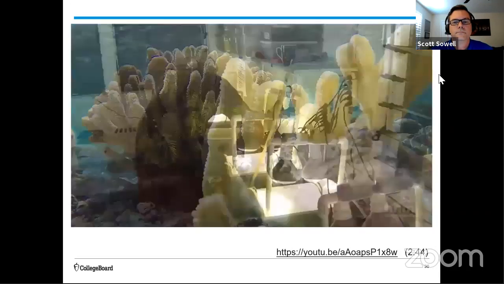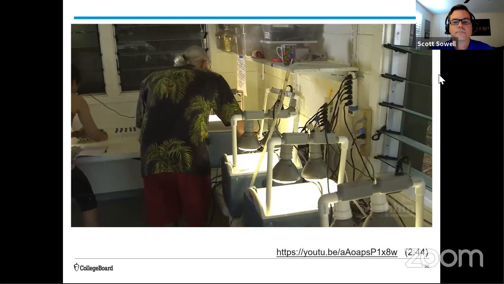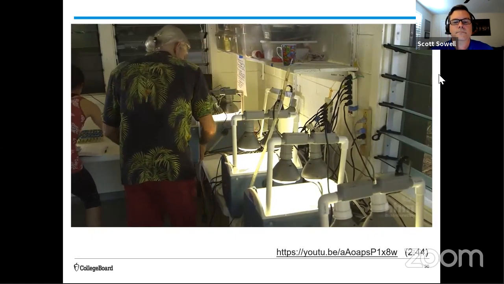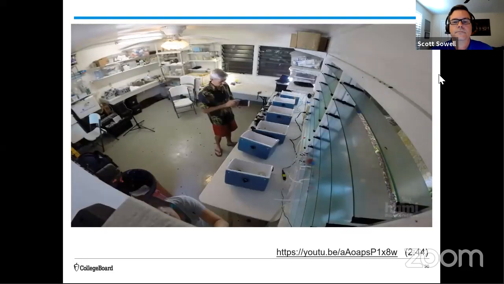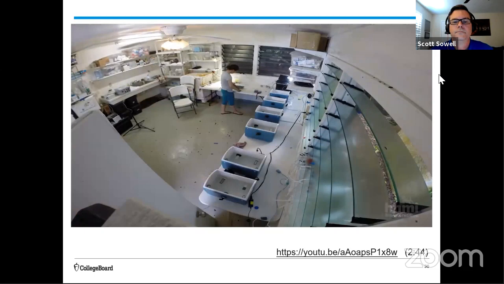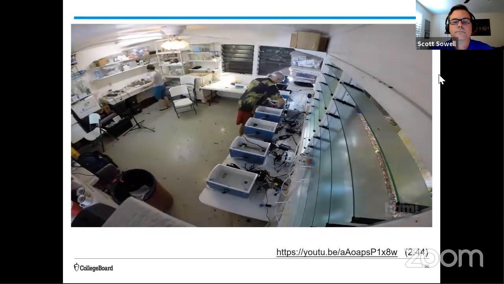To answer these questions, Palumbi and his colleagues conducted a controlled experiment, devising a way to apply heat stress to the corals in the lab. First, we had to build a standardized stress tank so that we could expose corals from different parts of the reef to exactly the same stress.